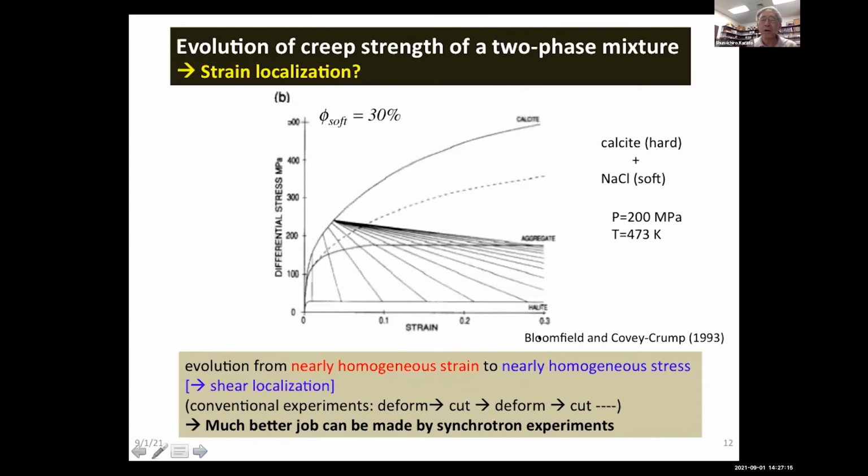There was a classic work done by Bloomfield and Covey-Crump using classic deformation experiments of a calcite and sodium chloride mixture. They deformed the mixture to some strain and stopped the experiment, cut the sample, and looked at the interior, then repeated: stop, cut, stop, cut. Then they did a very nice analysis of the strain distribution between the two phases, and found a very fundamental, important fact. When strain is very small, the deformation occurs more or less with the same strain in sodium chloride and calcite to begin with. However, as strain goes up and up, the homogeneous strain condition slowly evolves to a nearly homogeneous stress condition. Then, as you can imagine, if the condition is nearly homogeneous stress, the weak phase deforms a lot and the strength is controlled by the weak phase.